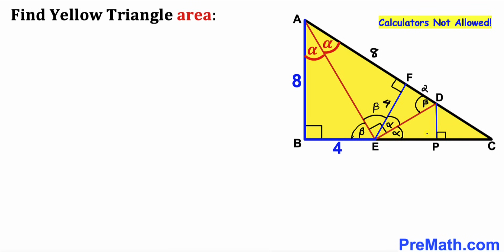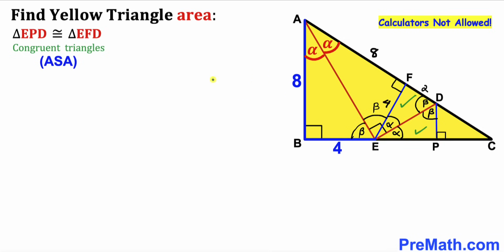And we know that this angle is our 90-degree angle. So therefore, this angle has got to be our angle beta. So therefore, we conclude that this right triangle EPD is congruent to this right triangle EFD according to the side-angle congruency theorem. So therefore, this side length FD is going to be congruent to this side length PD.